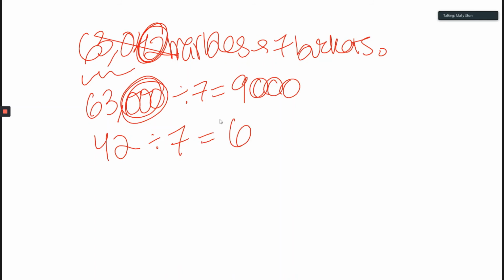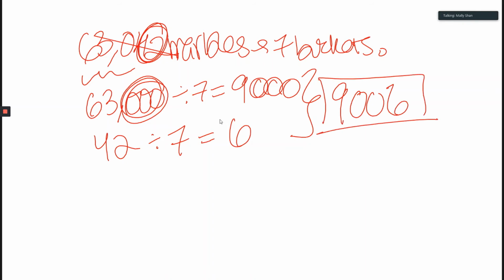So our answer as a whole is just going to be 9,006. So you don't have to worry about actually breaking it down into steps like how we did before, like saying 63,000 and dividing it by 7. If you think about it conceptually, understanding what these parts equal, then you can just add them all together. So I'm just going to quickly go over the divisibility rules for some simple numbers.